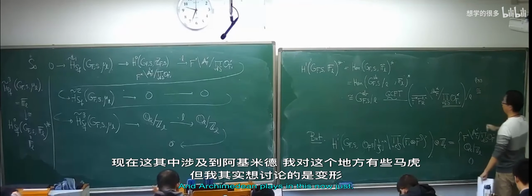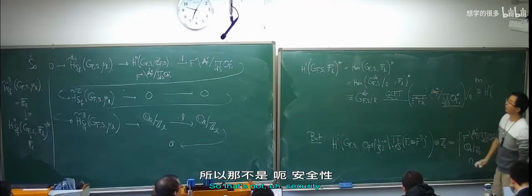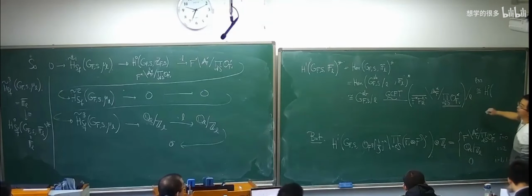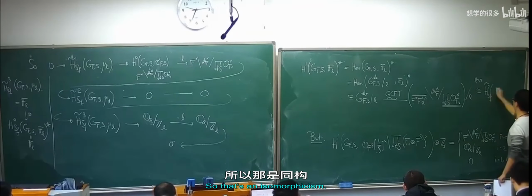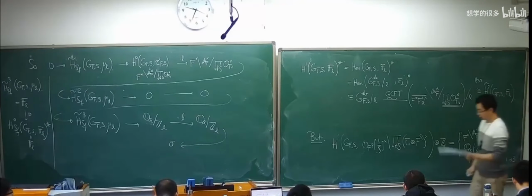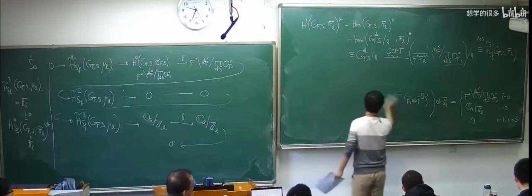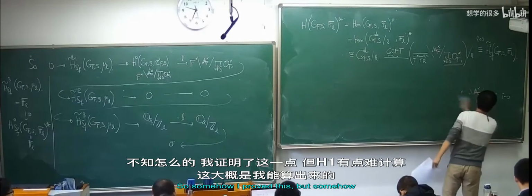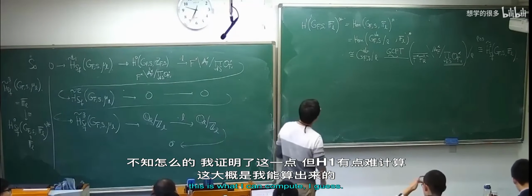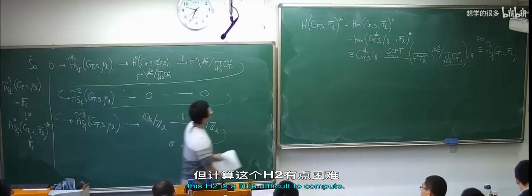And Archimedean place, I'm very sloppy about Archimedean places, but I'm talking about L torsion. So that's an isomorphism. Somehow I proved this, but the H1 is a little bit difficult. This one I can compute, I guess. But then this H2 is a little difficult to compute.